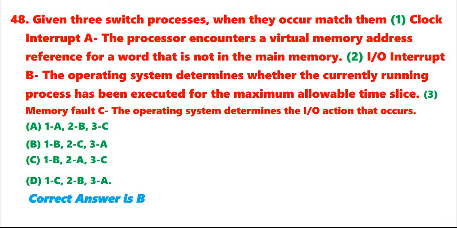48. Given three switch processes, when they occur, match them. 1. Clock interrupt. A. The processor encounters a virtual memory address reference for a word that is not in the main memory. 2. I/O interrupt. B. The operating system determines whether the currently running process has been executed for the maximum allowable time slice. 3. Memory fault. C. The operating system determines the I/O action that occurs. A. 1A, 2B, 3C. B. 1B, 2C, 3A. C. 1B, 2A, 3C. D. 1C, 2B, 3A. Correct answer is B.